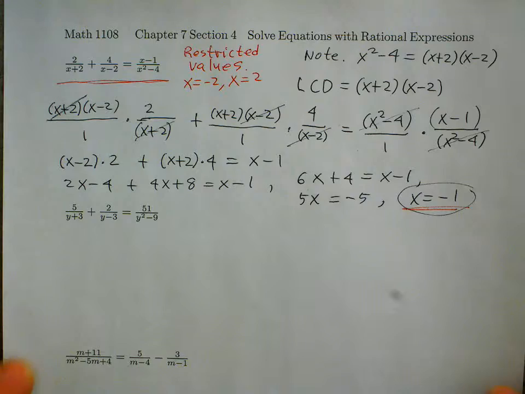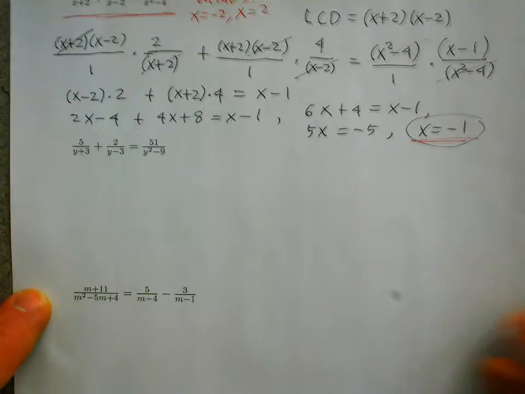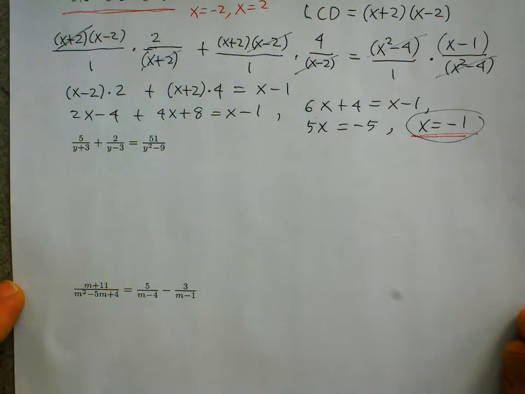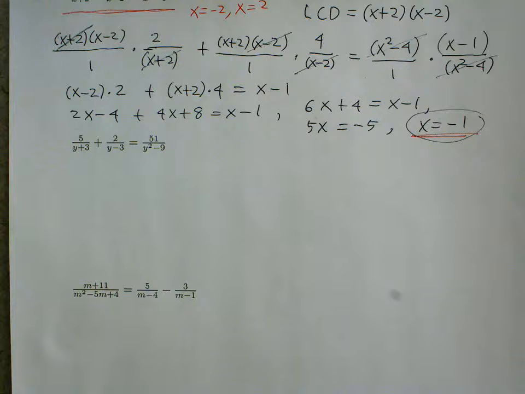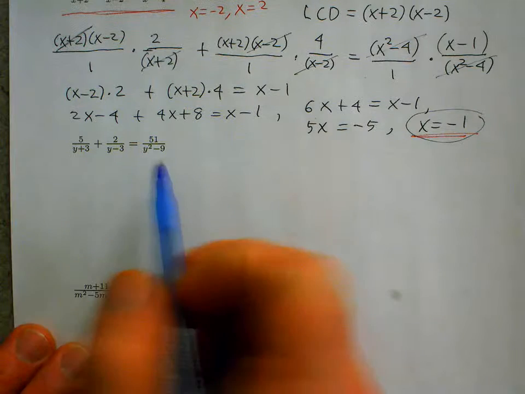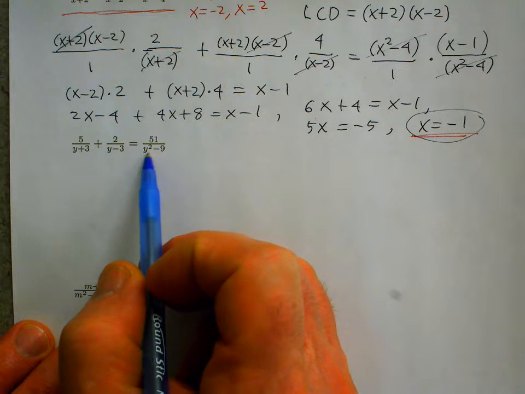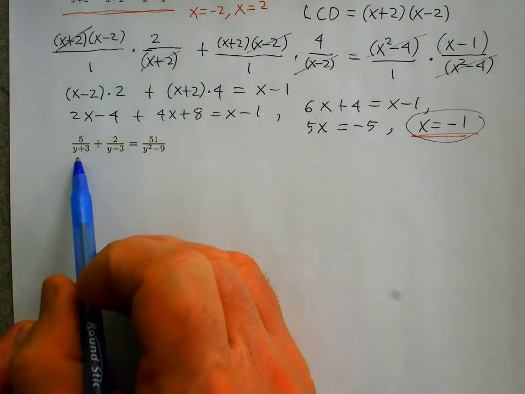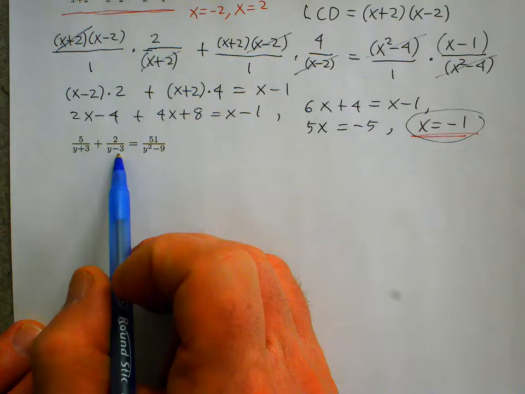Okay, the next problem. Another equation with rational expressions. 5 over y plus 3 plus 2 over y minus 3 equals 15 over y squared minus 9. And note that y squared minus 9 is just y plus 3 times y minus 3.